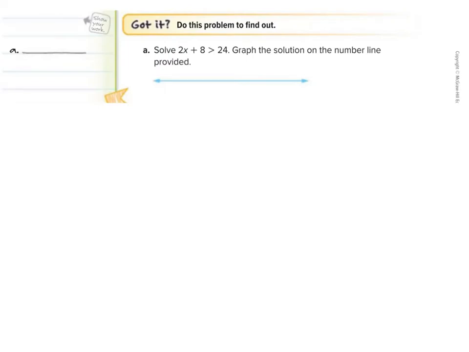Okay, let's try the got it problem. Solve 2x plus 8 is greater than 24.